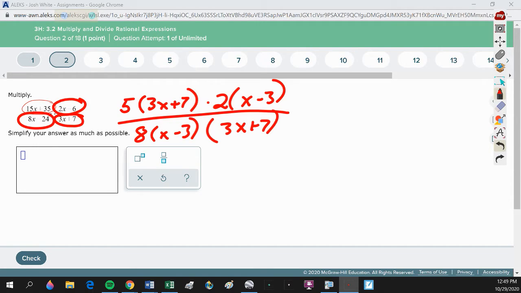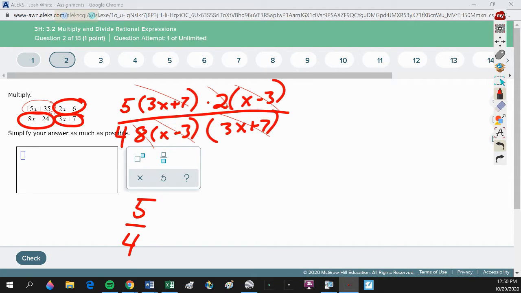Now, I have transformed it from addition and subtraction into multiplication, and I have to take each set of parentheses as though it's one number. Does anything cancel? This cancels that. This cancels that. Anything else? The 2 turns the 8 into a 4, and my answer is just 5/4.